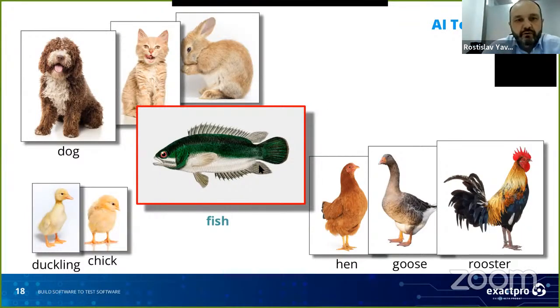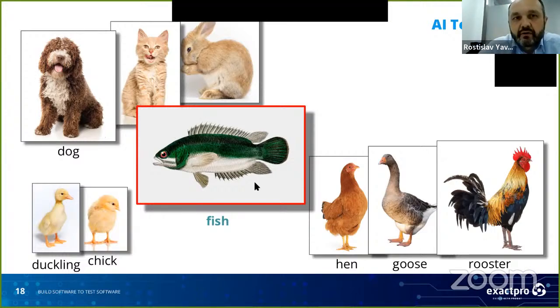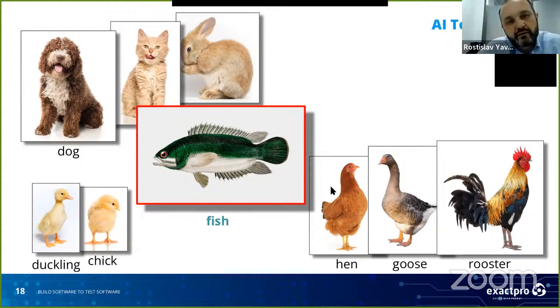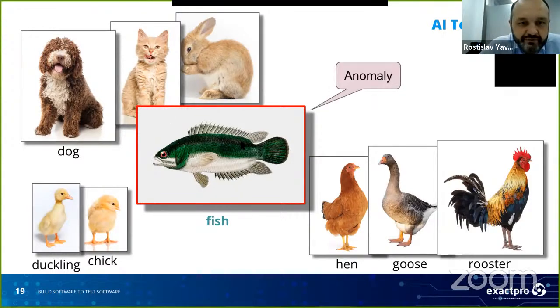So let's see this example. Once we use the clustering approach to anomaly detection, first we define normal behavior in terms of several clusters. Like here, we say that normal data means that it's either something like cat, dog, or rabbit, or something like duckling or chick, or something like hen, goose, or rooster. Everything else is considered not normal, an anomaly, an outlier. And this is exactly the example. We see that fish doesn't look like dog or cat. It looks like neither chick nor duckling, and it's hardly similar to hen or goose or rooster. So this is an anomaly, surely.